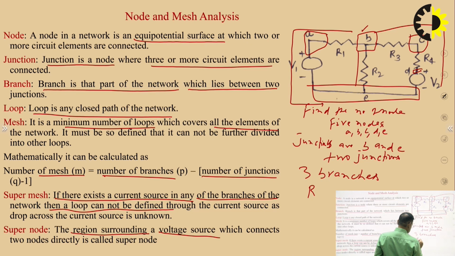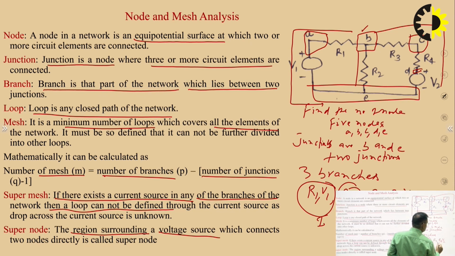R1 V1 is one branch, R2 the second, and R3 R4 V2. So this is one branch consisting of R1 V1, this is the second branch. So this is the first branch, this is the second branch, and this is the third branch. So there are 3 branches.